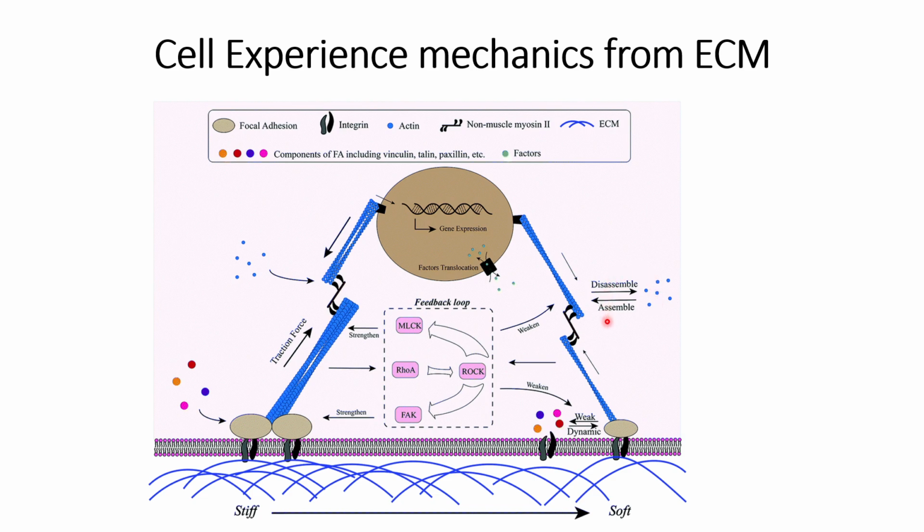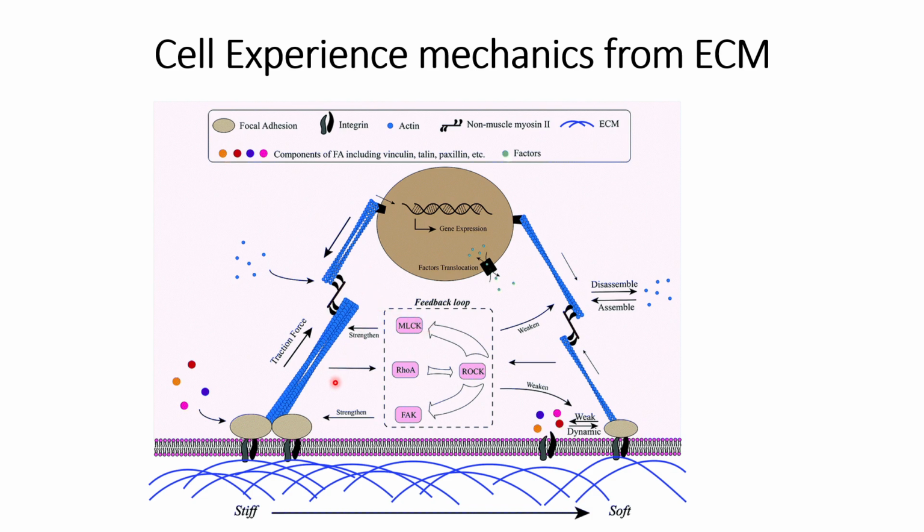Because of the weak dynamic force, the disassembly and assembly of these adhesions occurs more frequently in the case of cells surrounded by the soft ECM, compared to cells surrounded by the stiffer ECM. The change in gene expression will cause factor translocation from the nucleus into the cytosol of the cells, and that will, we can say, aggravate the conditions that are present within the cells.